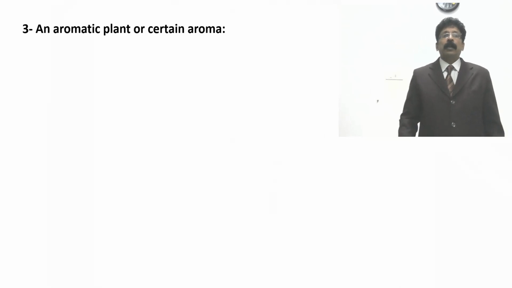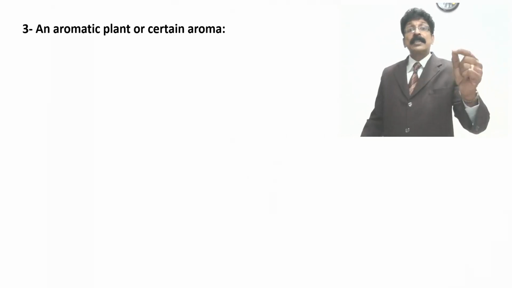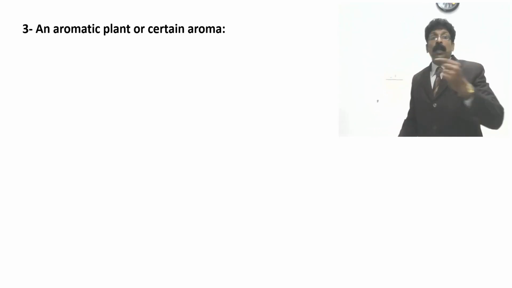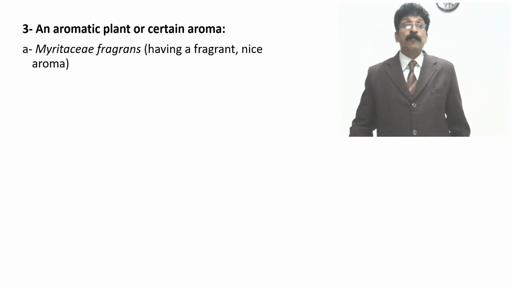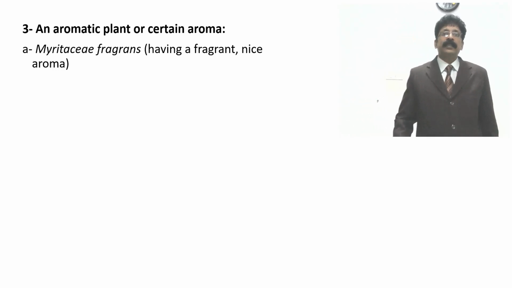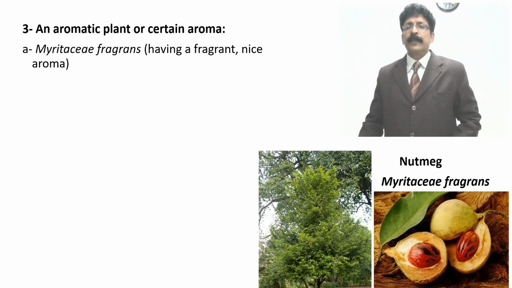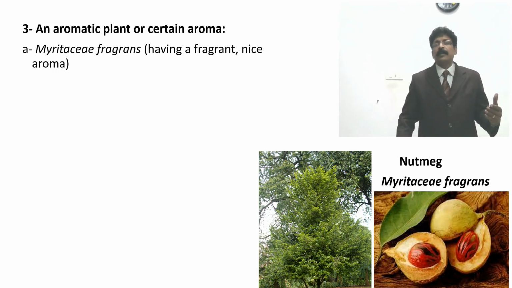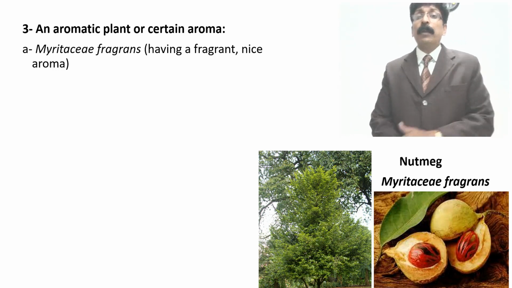The third one: an aromatic plant or certain aroma, organoleptic character, flavor, aromas can also be added in the species name. Example, Myristica fragrans. Myristica fragrans, having a fragrance, a nice aroma. So Myristica fragrans is nutmeg. This is also one spice which we are using in all our non-veg and vegetarian foods.